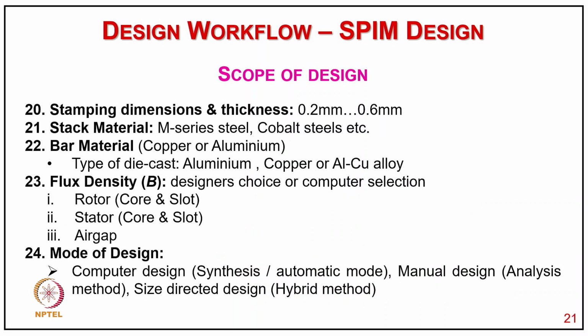Then the 20th is stamping dimensions and thickness, starting from 0.2 mm to 0.6 mm, and 21 is stack material like M series steel, cobalt steel, etc. 22 is bar material, copper or aluminum, like the type of die cast, aluminum, copper or aluminum-copper alloy. Then the 23rd is flux density, designer choice or computer selection, typically of rotor, core and slot, and stator core, slot and air gap. Then modes of design: computer design by synthesis or automated mode, or manual design like the analysis method. Then size directed design like the hybrid method.